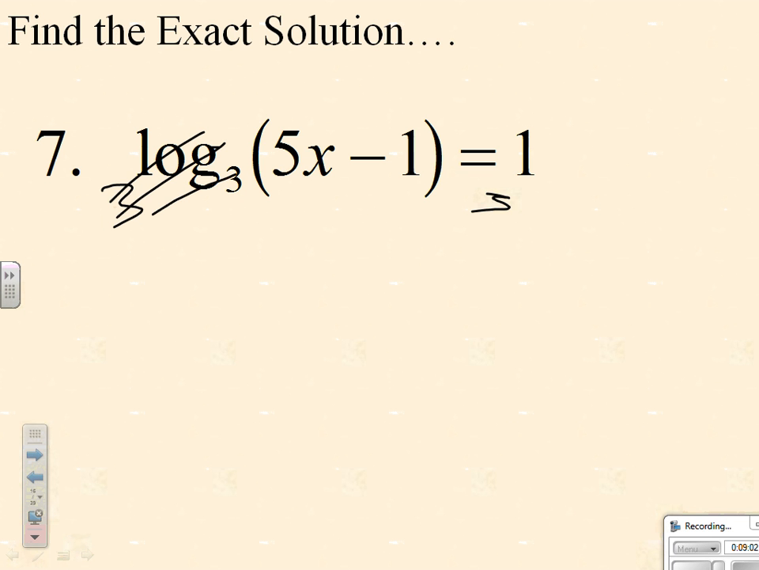There's no logarithm in there anymore, and what do I have? 5x minus 1 is equal to 3. I've got an algebra 1 problem. Once you get rid of the logarithm, it should be smooth sailing from there.